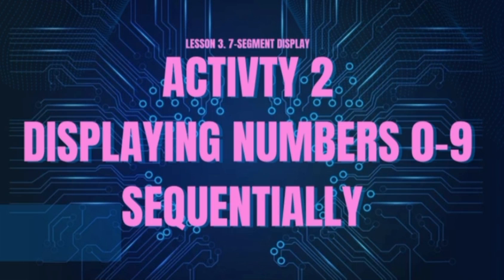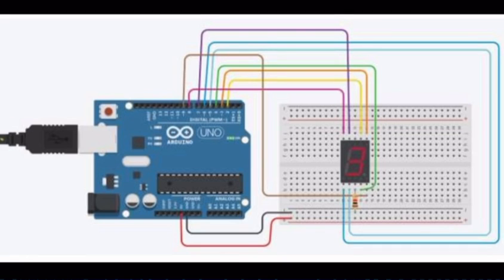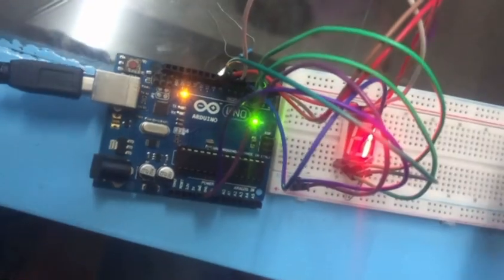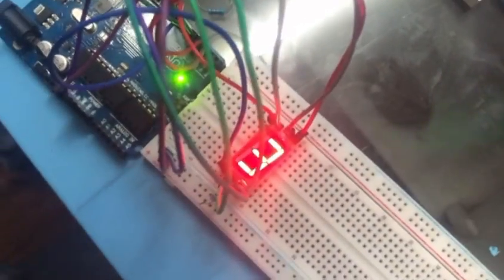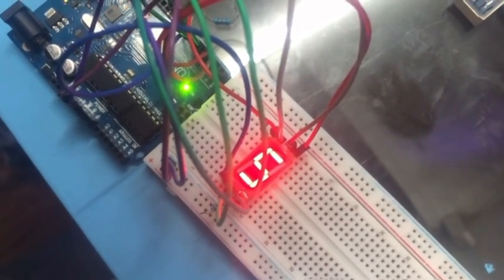For this activity, the same pins go to segments A to G. Then Arduino displays numbers 0 to 9 one after another, showing how digits can appear in sequence using program timing.